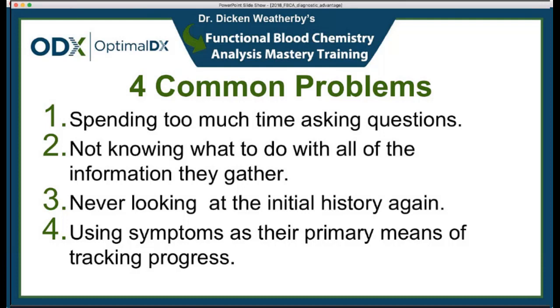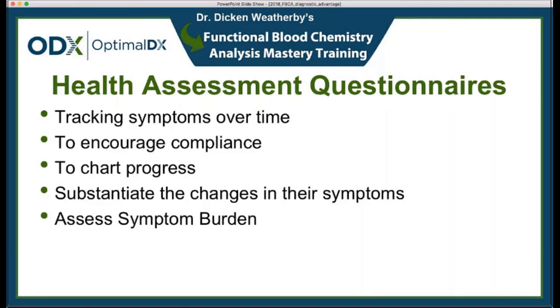So I gave this health appraisal questionnaire to every new patient in their new patient packet of information. My expectation was that they'd get a blood test before they came to the office, and they'd also fill this out and get it back to us. So the NAQ, as I said earlier, along with functional blood chemistry analysis, is really a two-headed monster in your clinic. The health assessment questionnaire helps you track symptoms over time and really helps encourage patient compliance.